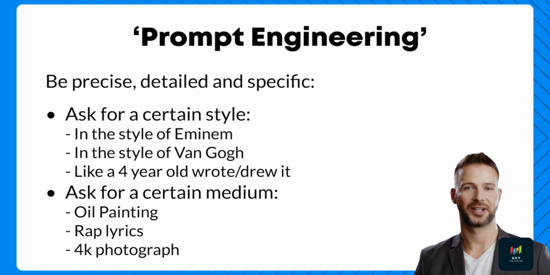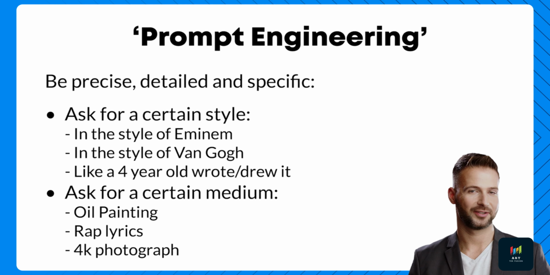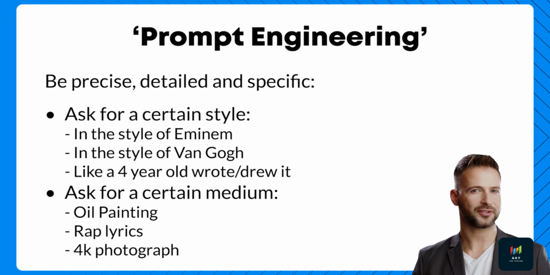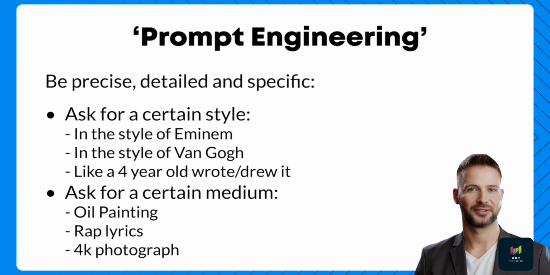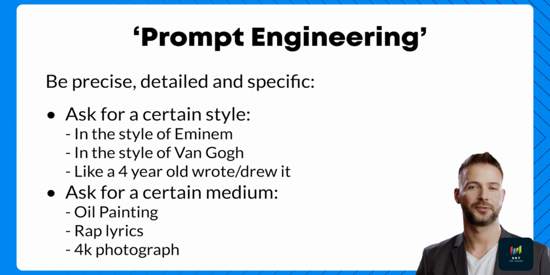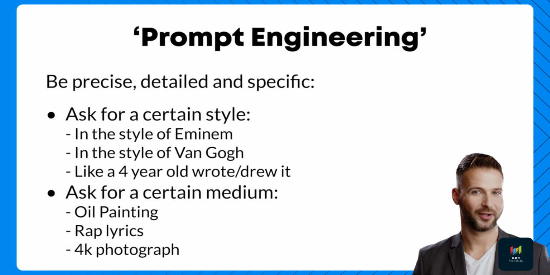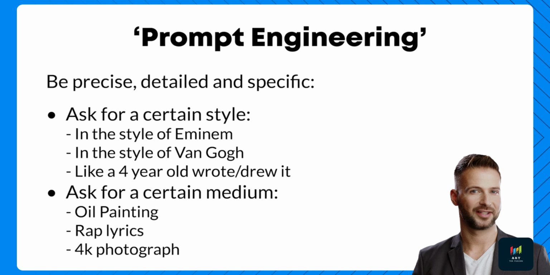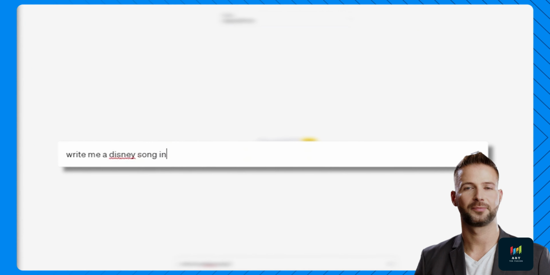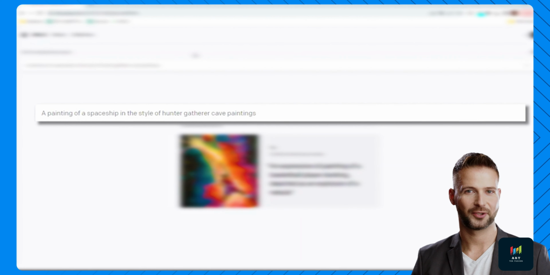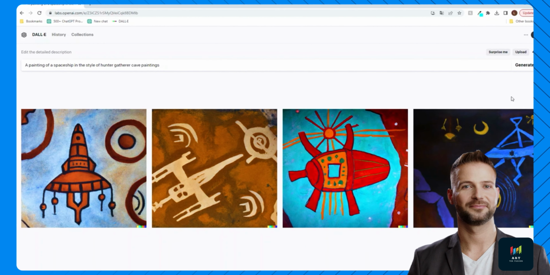For most of these models, the more precise you are, the better. It, for instance, always works well to ask for a certain style of text or image. You can, for instance, ask an image generator to give an image in the style of a famous painter or a certain medium or form of art. On the other hand, if you, for instance, ask ChatGPT to write you rap lyrics, you could ask it to give the lyrics in the style of your favorite rapper or songwriter. It even works well if you ask for a style of a certain artist, but in a medium that is completely different from that artist. You could, for instance, ask for an Eminem style Disney song, or you could ask an image generator for a hunter-gatherer cave painting of a spaceship.